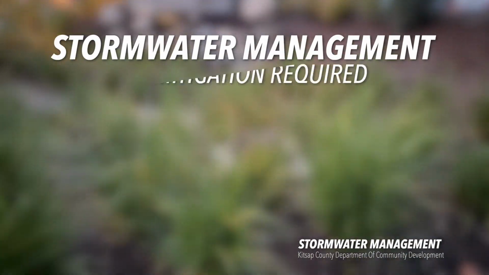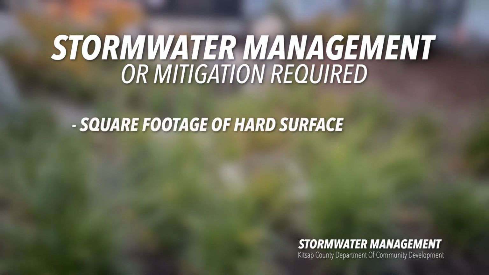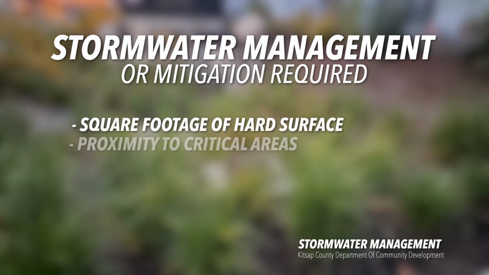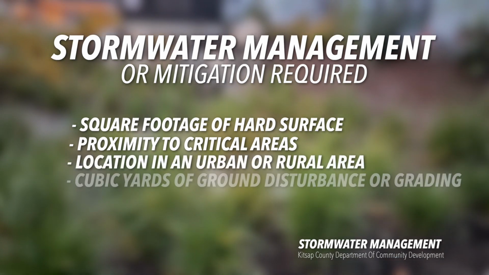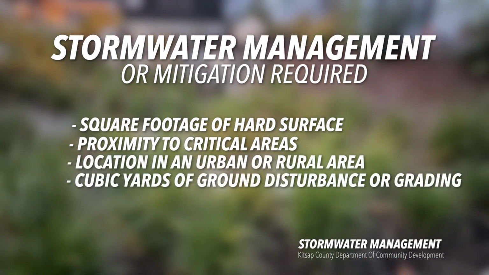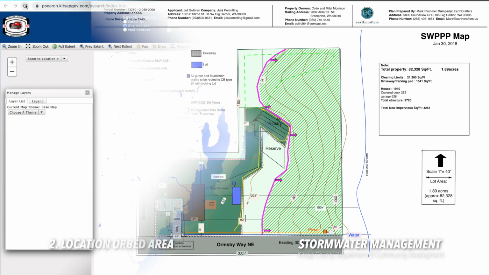The stormwater management or mitigation required is based on the square footage of hard surface your project creates, proximity to critical areas, location in an urban or rural area, and cubic yards of proposed ground disturbance or grading. 1. Total disturbed area. If you are building a house, this would include your building footprint, driveway, parking, septic drain fields, and any other lawn or landscape areas.